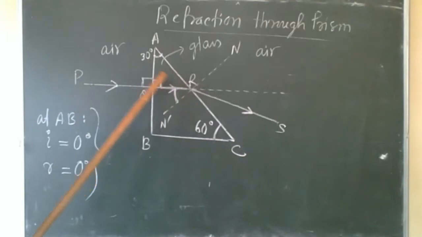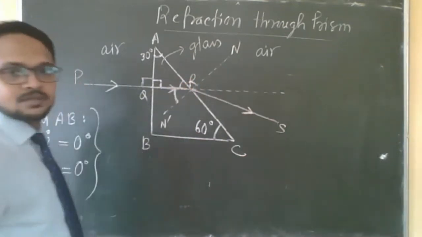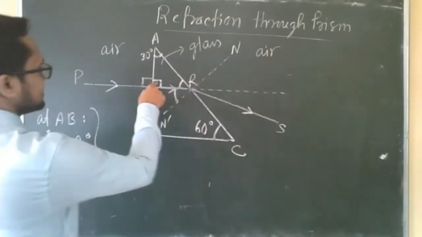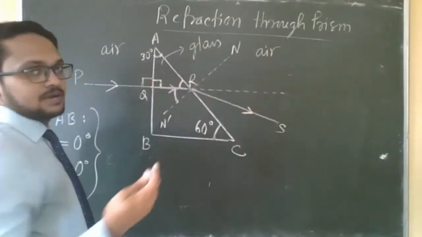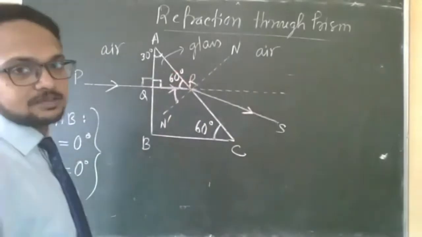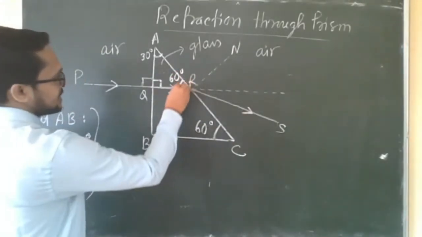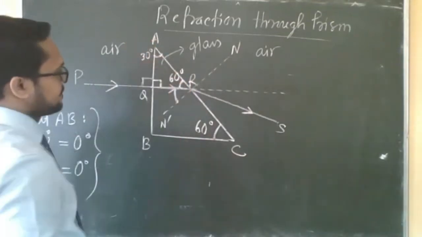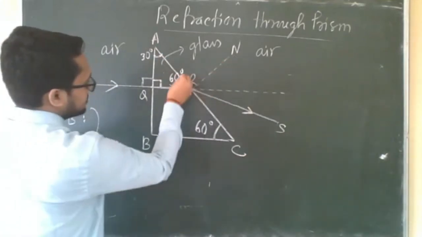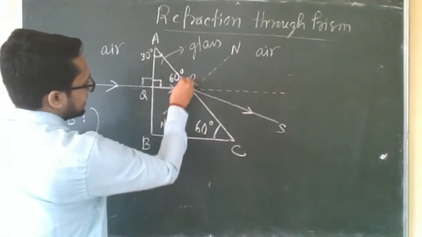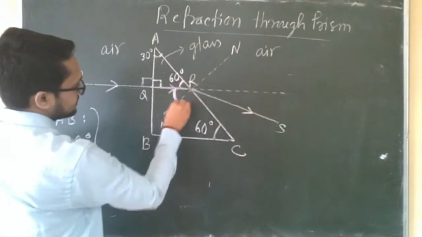What about the other angle? 60, sir. 90 plus 30 is 120, and 180 minus 120 is 60, because the sum of the three angles of a triangle is 180. Now this is 60. This is not the angle of incidence because it is made with the interface. Now this is the normal. Normal means this total angle is 90. From 90, 60 is already here. What about this angle?